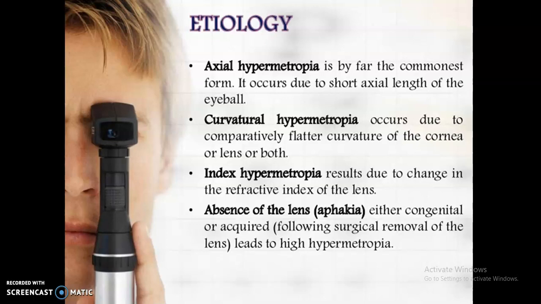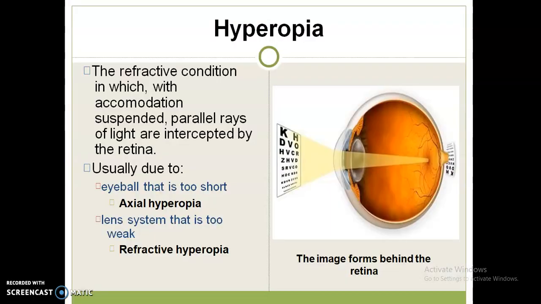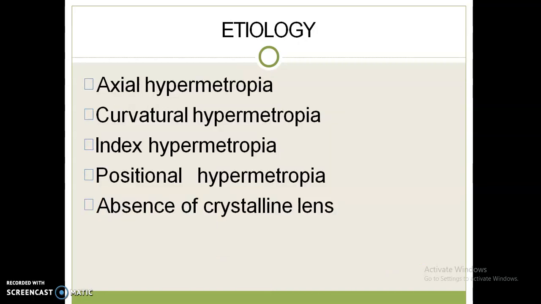Then the absence of the lens, that is aphakia, either congenital or acquired following surgical removal of the lens, leads to high hypermetropia. Hyperopia is the refractive condition in which, with accommodation suspended, parallel rays of light are intercepted by the retina and the image is focused behind the retina. It is usually due to an eyeball that is too short, or axial hypermetropia, or a lens system that is too weak, that is refractive hypermetropia.